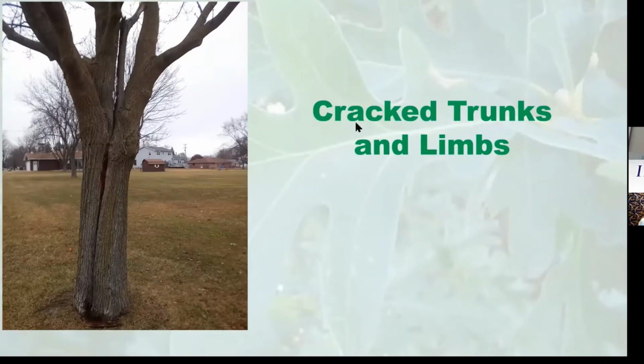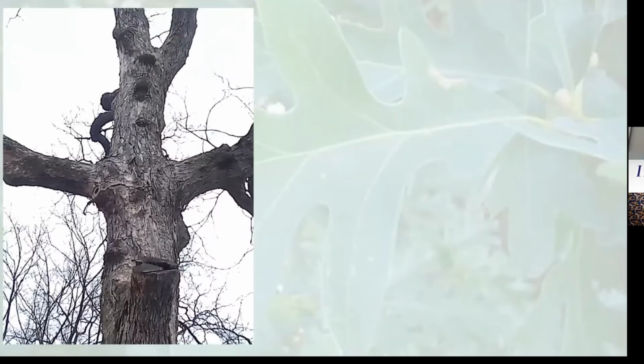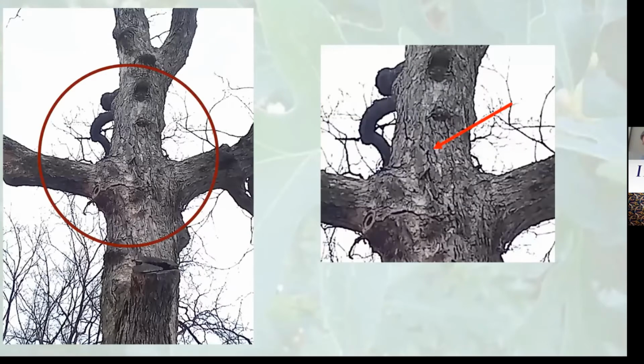Cracked trunks and limbs. You can see here from the top to the bottom, this tree and trunk has a split in it going all the way through the trunk, severely reducing the strength in that trunk. Here's another example. This one's harder to see. This one is not as obvious, but you look at that trunk high in the tree, you see there, look a little closer, there's actually a large crack in the top of that tree. Difficult to say the depth of that crack. This is where you need an aerial lift and inspection to see actually how severe that defect is.